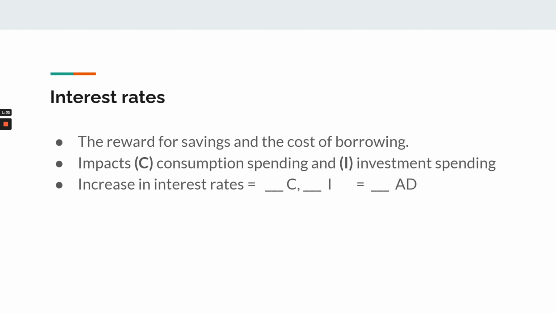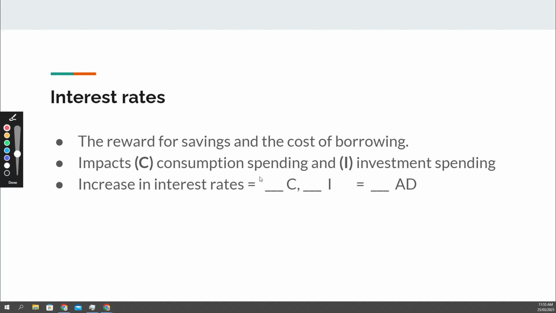Businesses would also be discouraged from borrowing to invest. Remember on the circular flow model that businesses borrow money from the banking sector in order to invest in new capital and equipment. And so if it costs them more to borrow, they would spend less on new tractors and technology. So we could say an increase in interest rates would decrease consumption and decrease investment, and therefore decrease aggregate demand.